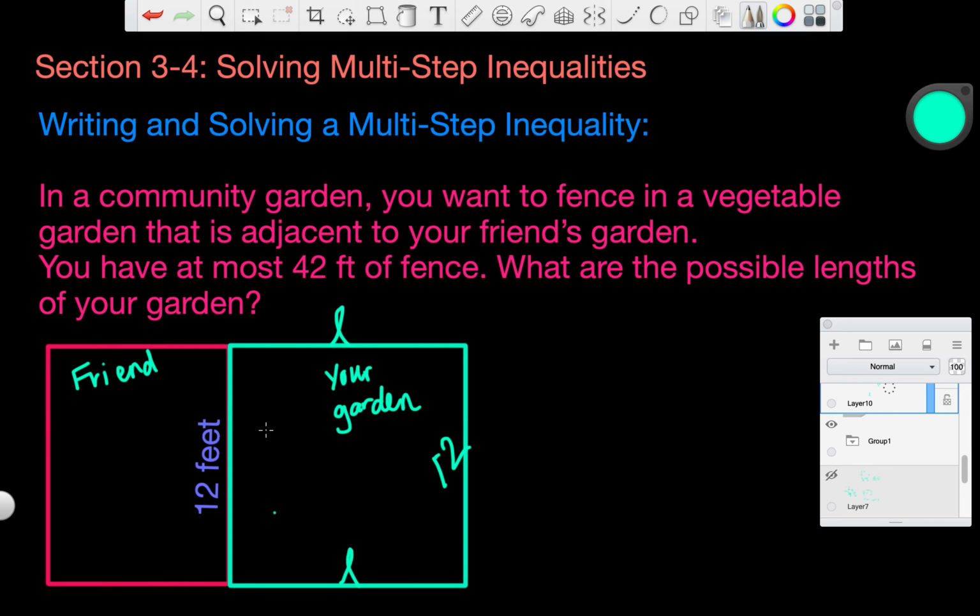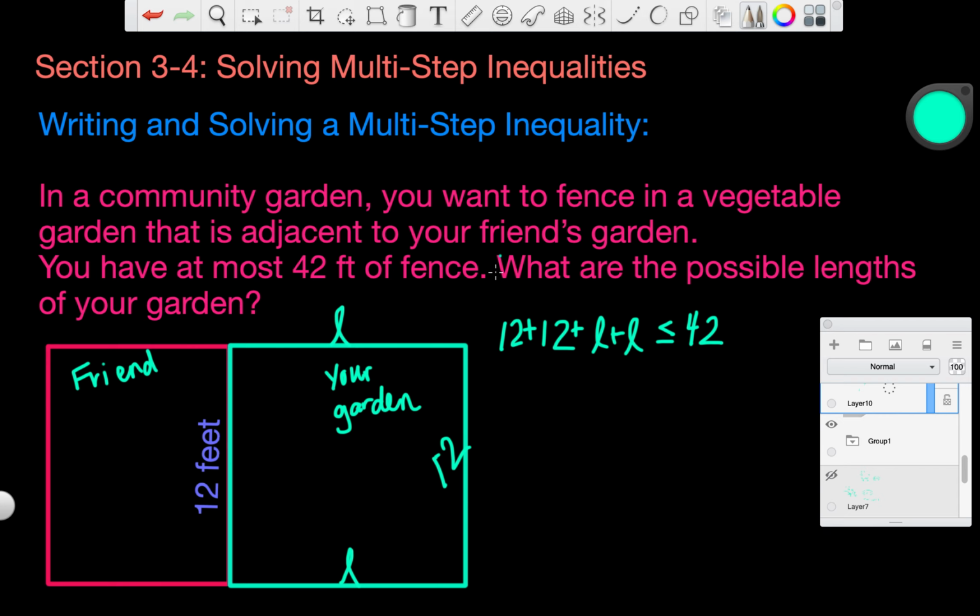Now the perimeter of our garden is going to be 12 plus 12 plus L plus L, right? Those are all of our sides being added up. Now, usually we would make this equal to some number, but it's saying that we have at most 42 feet of fence. That means we don't need to use it all, but we could. We just can't go over that amount because we don't have more than 42 feet of fence. So all of these sides added up have to be less than or equal to that 42. Cannot be more. Could be equal to 42. That's why we have a less than or equal to symbol.